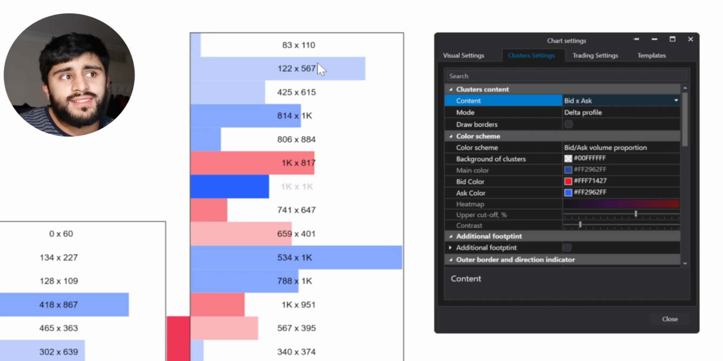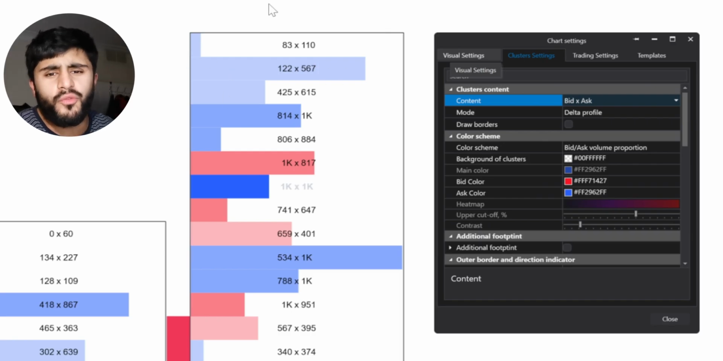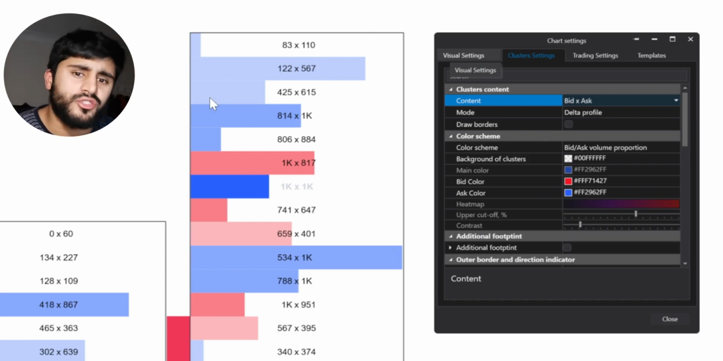Okay, so we can see over here, the color here is blue. The color here also is blue and blue. So we see a lot of blue in this region. Now, what that means is that the ask is greater than the bid.